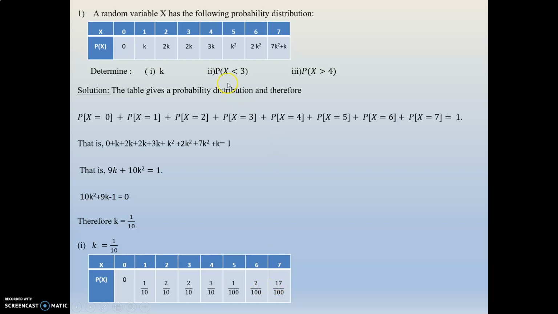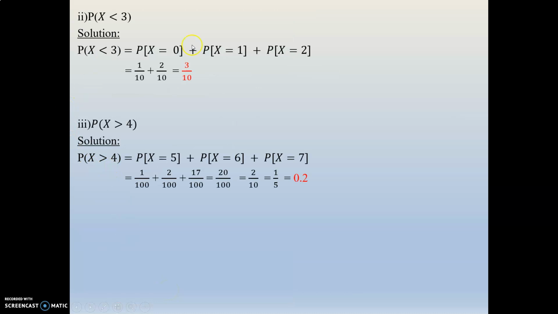Now we have to find probability of x less than 3. X less than 3 means there is no equality, so you have to take probability of x equal to 0 plus probability of x equal to 1 plus probability of x equal to 2, which are the values below 3. So we add the corresponding values: the first value is 0, the second value is 1 upon 10, plus the third value 2 upon 10. Adding, you will get 3 upon 10 as the answer.